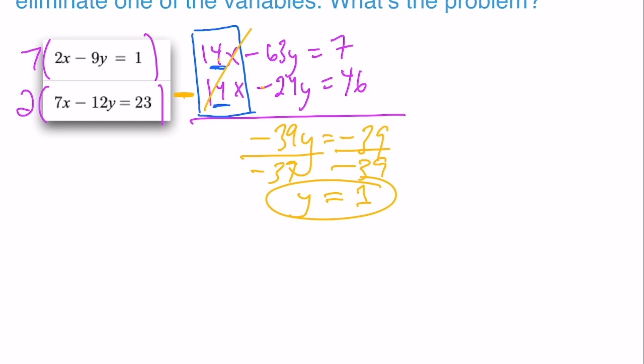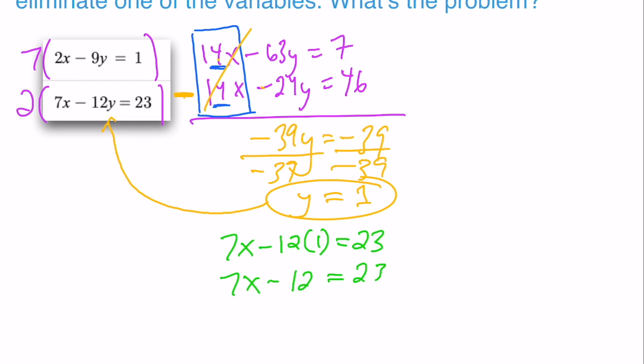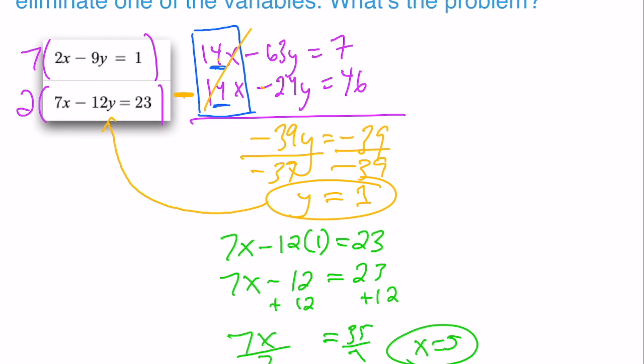So we have a y value, and like in every other example, we'll pick one of the equations to plug that back into to find our x value. So we can plug that in. So we get 7x minus 12 instead of y, and multiplying by 1 now, equals 23. So 7x minus 12 equals 23. And if I add 12 to both sides, I get 7x equals 35. And if I divide by 7, I get x equals 5. And so now my solution, remember, is always the point. It's the point where the two lines intersect. So (5, 1) is my answer.